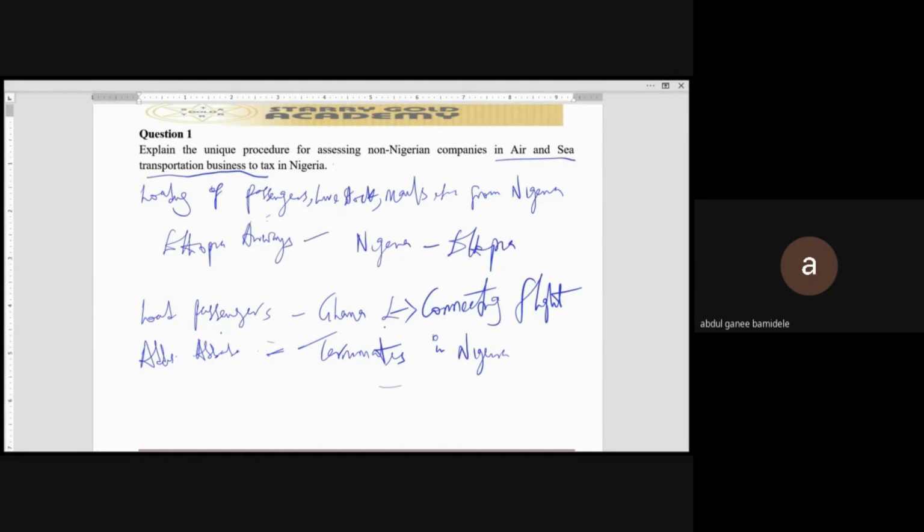And the departure is not as if they had a connecting flight in Nigeria. They are not transloaded in Nigeria. So they were fully loaded, like those going for their pilgrim rites. Let's say they are going to either Jerusalem or Mecca. The airline loads them from Nigeria. So the income accruing to that airline company, loading them from Nigeria and taking them to their destination in Mecca, will be subject to income tax in Nigeria. Now, going to the unique procedure.